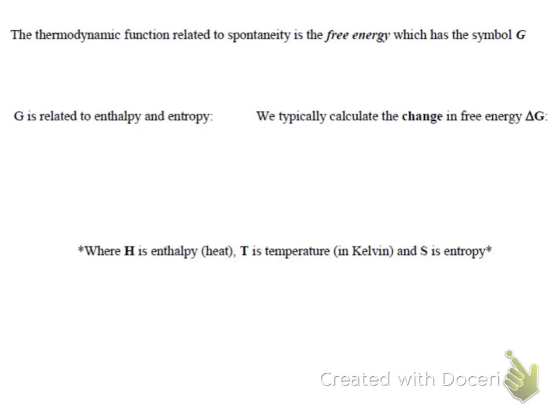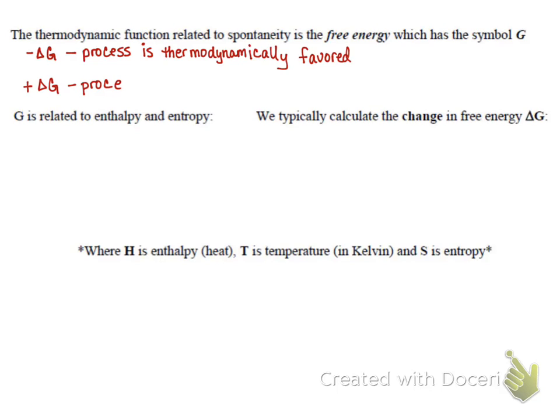So this thermodynamic function is related to something that we call free energy, which has the symbol G. And what we really care about, like usual, is not G, but delta G, or the change in G. So if delta G is negative, it means that the process is going to be thermodynamically favored. And if it's positive, it will not be favored at a given temperature.